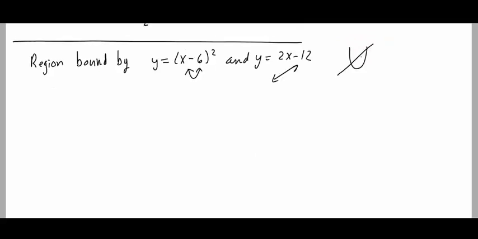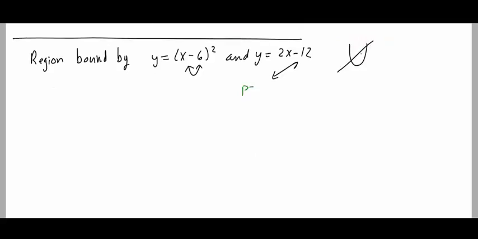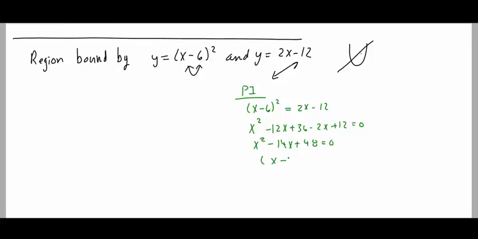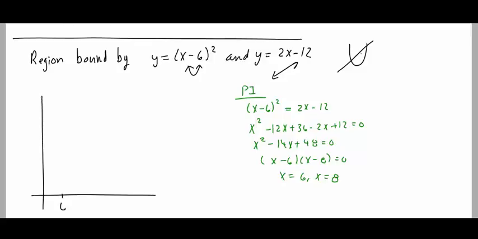I want to find my points of intersection. And to find your points of intersection, you'd set these equal to each other. You'd FOIL on the left, x squared minus 12x plus 36, subtract everything across, set it equal to 0. Use your zero factor property after you factor. So I get x equals 6 and x equals 8 as my points of intersection. Okay, so here would be 6 and here would be 8. We'll kind of exaggerate this a little bit.